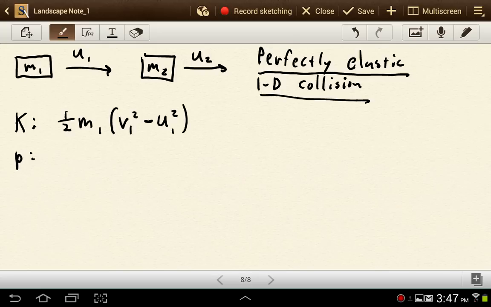1/2 M1 V1 squared would be the final kinetic energy, and 1/2 M1 U1 squared would be the initial. On this side, I'm going to write the change in kinetic energy of mass 2, which is going to be like this. What we know about these is that if kinetic energy is conserved for the whole thing, they must have equal magnitudes and opposite signs, right? If mass 1 gains kinetic energy, then mass 2 must lose kinetic energy, and vice versa.